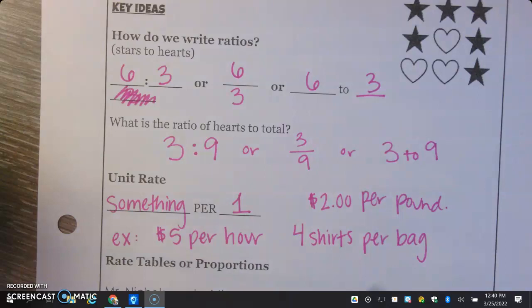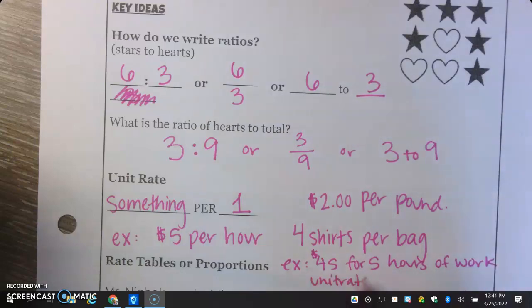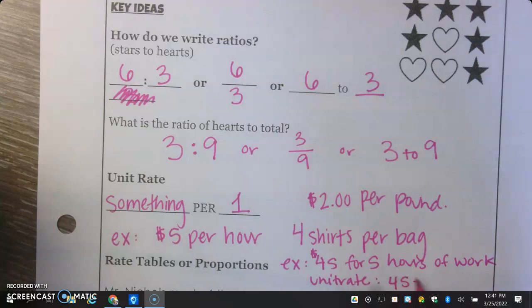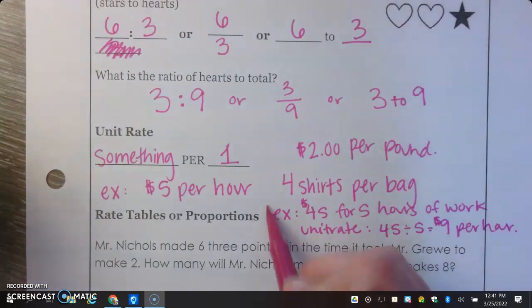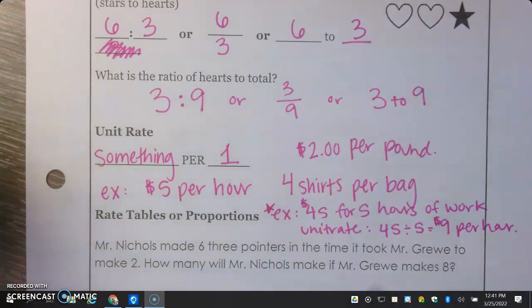Okay? To find a unit rate, you can just divide the total by how many units you have. So for example, if I said, okay, it's $45 for 5 hours of work. The unit rate would be 45 divided by 5, which is $9 per hour of work. Okay? You can choose what you want to write here. I would definitely write down this example and pick one of the others from above. Okay?